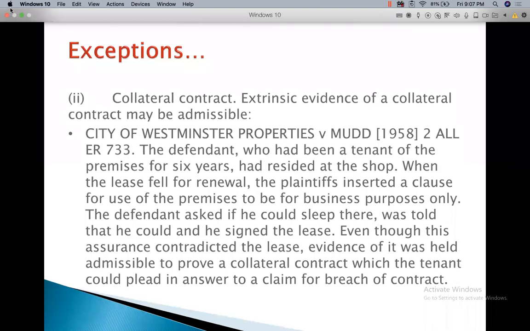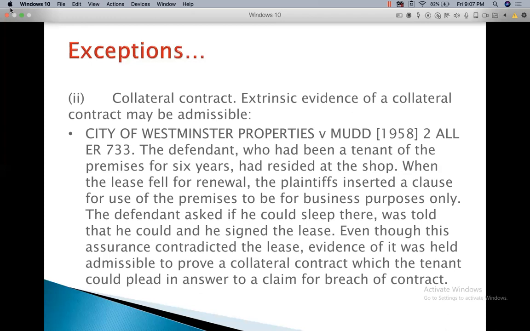Now, if you look at it closely, the assurance which the property owner, that is the plaintiff, had given the defendant clearly contradicted the lease, or was not in agreement with what the lease was saying. Because the lease had a restrictive covenant that, yes, this property is for only business use, no other. So this is what is contained in the lease.